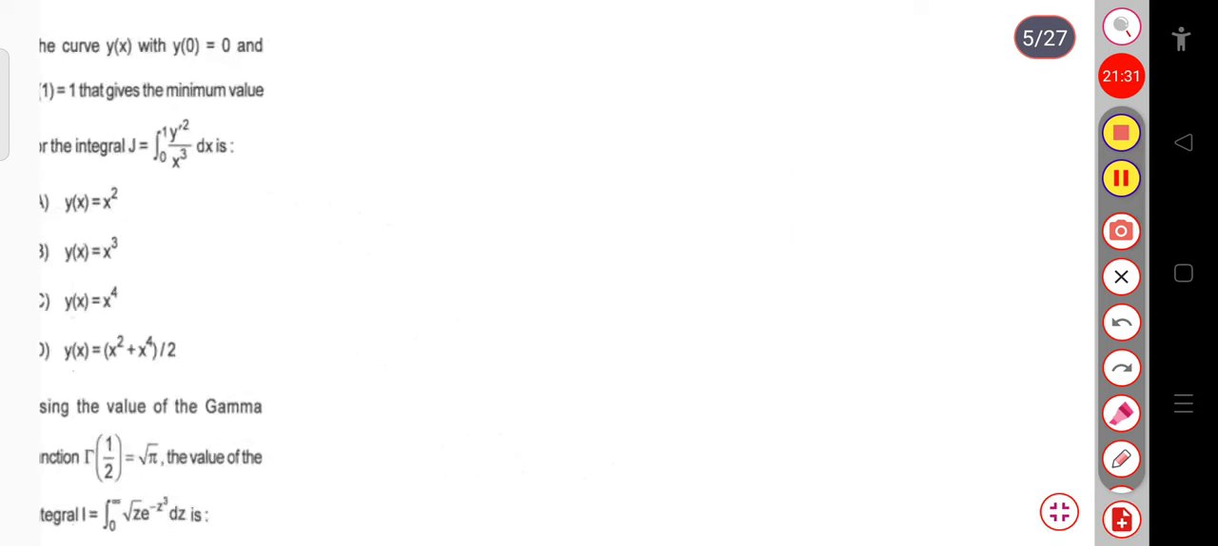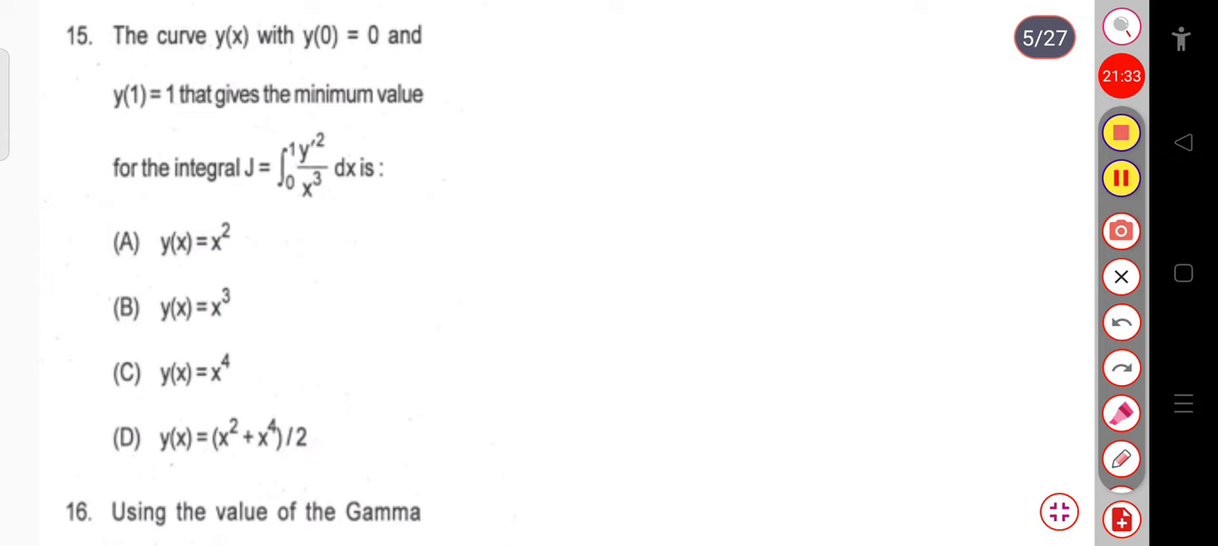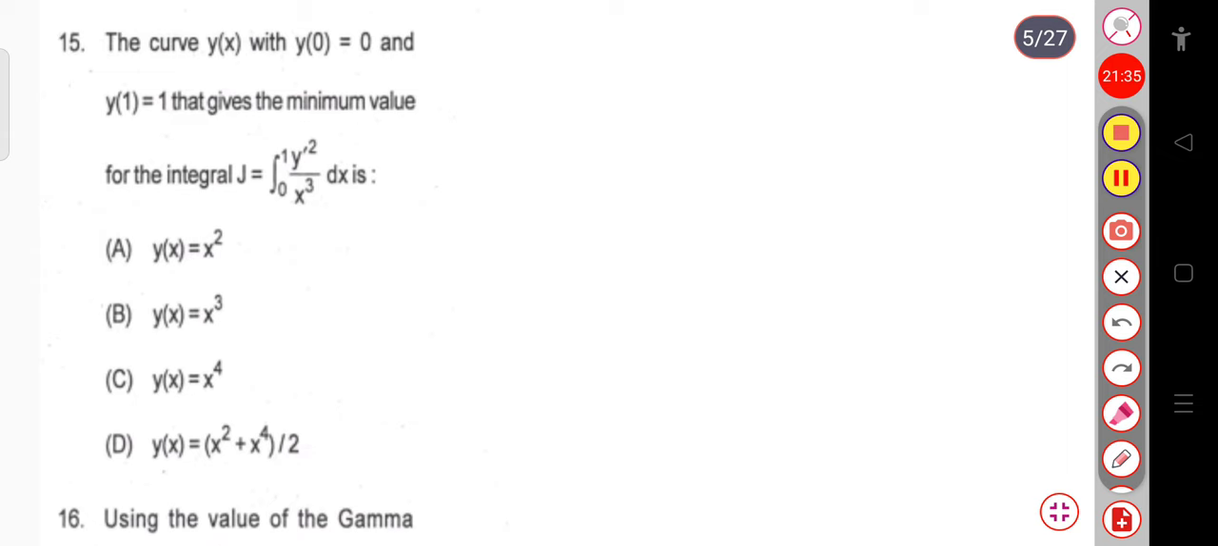Question number 15. The curve y of x with y of 0 equal to 0 and y of 1 equal to 1, that gives the minimum value for the integral J equal to the integral of y prime square by x cube dx, is how much? This is a simple question.